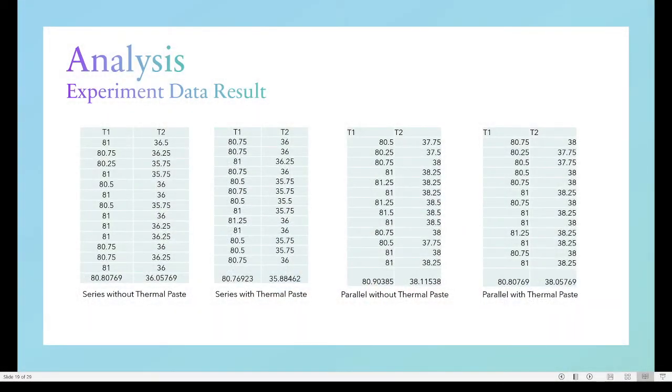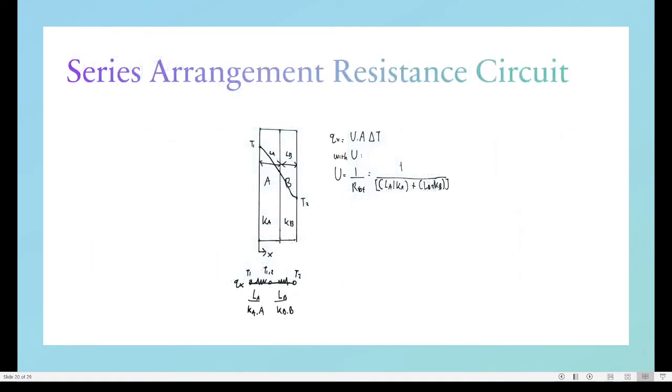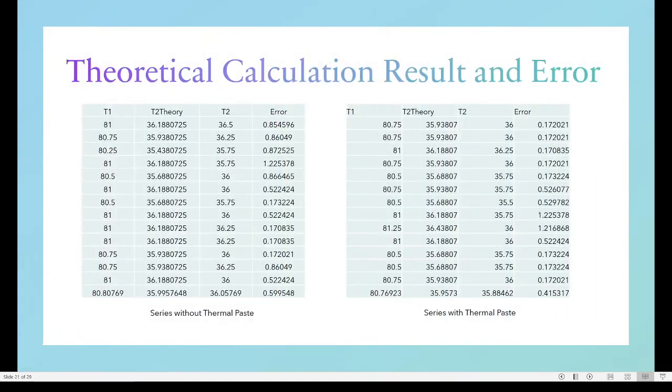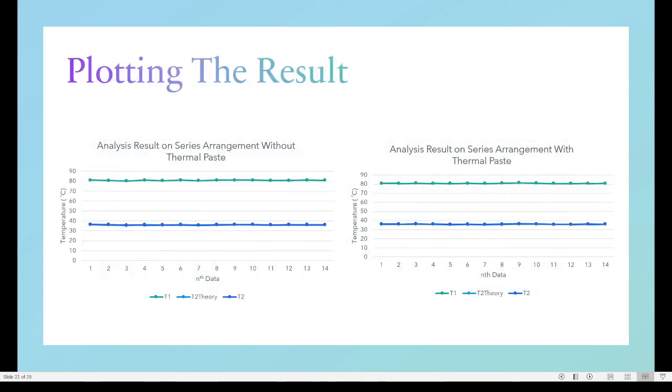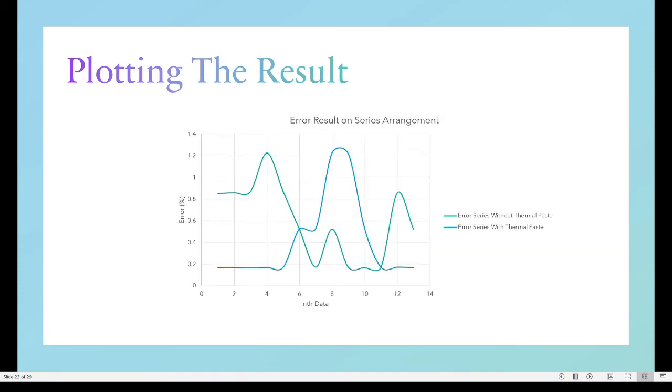The experiment result for each arrangement and variation is shown as follows. For a series arrangement, according to Fourier's law and the general heat transfer equation, the circuit and its heat transfer formula is shown below. The result of the calculation is shown in the slide, where the average temperature is considered to be around 36 degrees Celsius. The plot of both variations is shown as following. The error result of the plot is also shown as following.